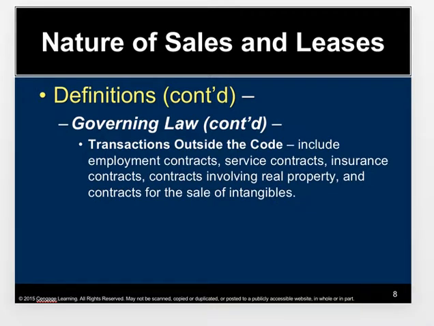What about transactions that are outside the Code? Well, those include employment contracts, service contracts, insurance contracts, contracts involving real property, and contracts for the sale of intangibles. Those types of items are not contemplated by the Uniform Commercial Code. So we look either to statutory law or we would look to contract law.